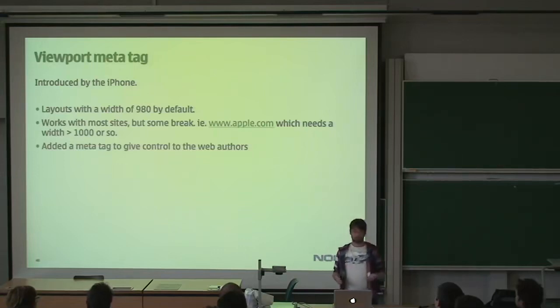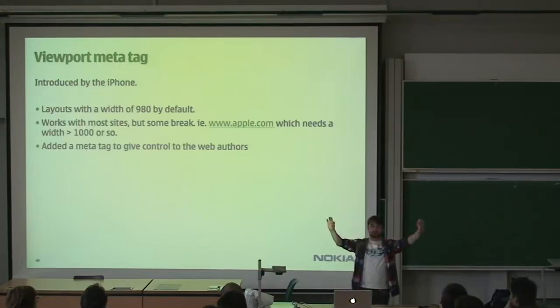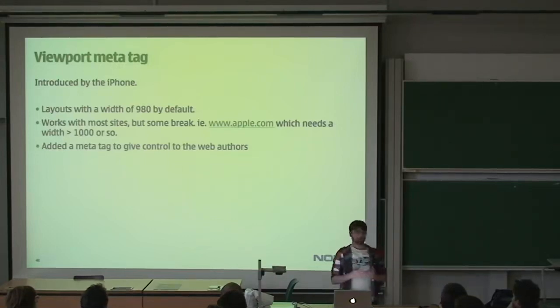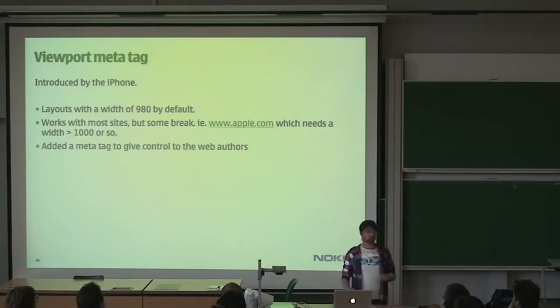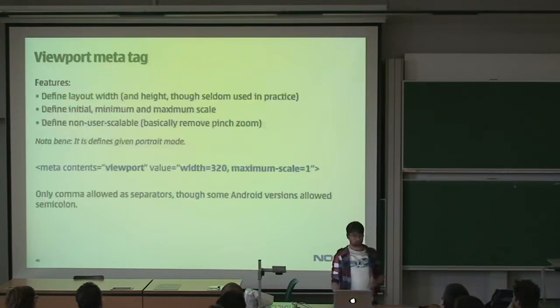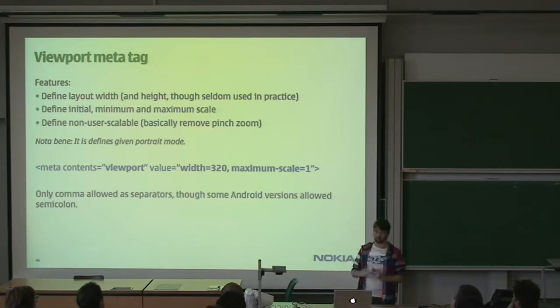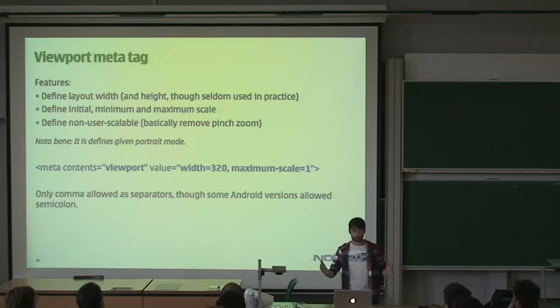But for instance, if you open up the Apple site with 980, it won't fit, because they have this big image at the top that is larger. So they will need that page to be laid out with a larger view. So they added this meta tag to give this control to the web author to decide how to lay out content, how to deal with scaling, etc. So the features are that you can define the layout width. You can even define the height. It's not very used, but it's possible.